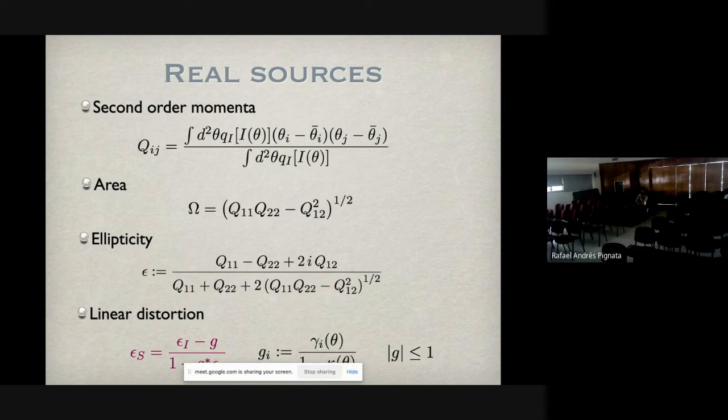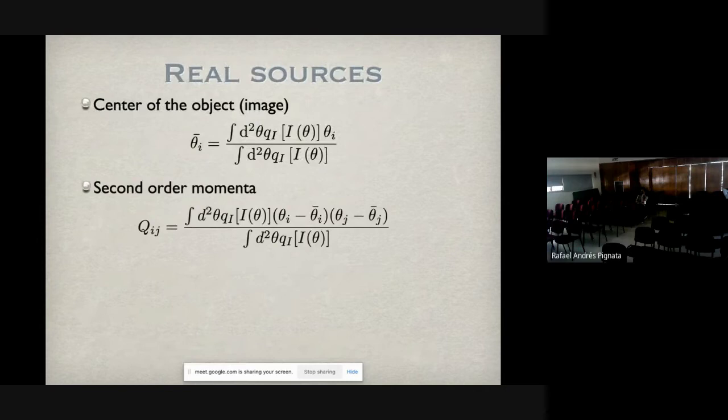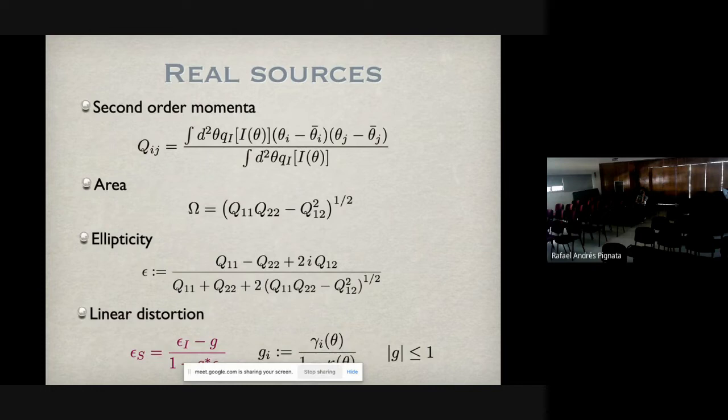G is the reduced shear, as you see on the right. You can also write it as a complex number. These are two components. So the ellipticity of the source will be... Let me check just a moment about my connection. Okay. So epsilon_I is the observed ellipticity, and epsilon_S is the intrinsic ellipticity of the source. So these two ellipticities are connected by this expression there.